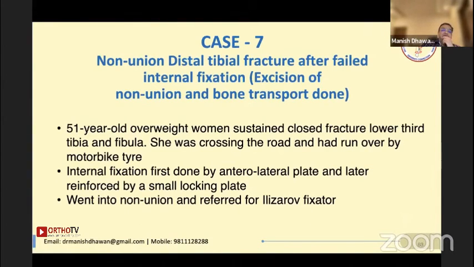Now, this is case 7, a non-union distal tibia fracture after failed internal fixation, excision of non-union and bone transport was done. Now, this 51-year-old overweight woman sustained closed fracture lower third tibia and fibula. She was crossing the road and had a run over by motorbike. Internal fixation first was done by anterior lateral plate and later reinforced by small locking plate. Went into non-union and referred to me for Ilizarov fixator.